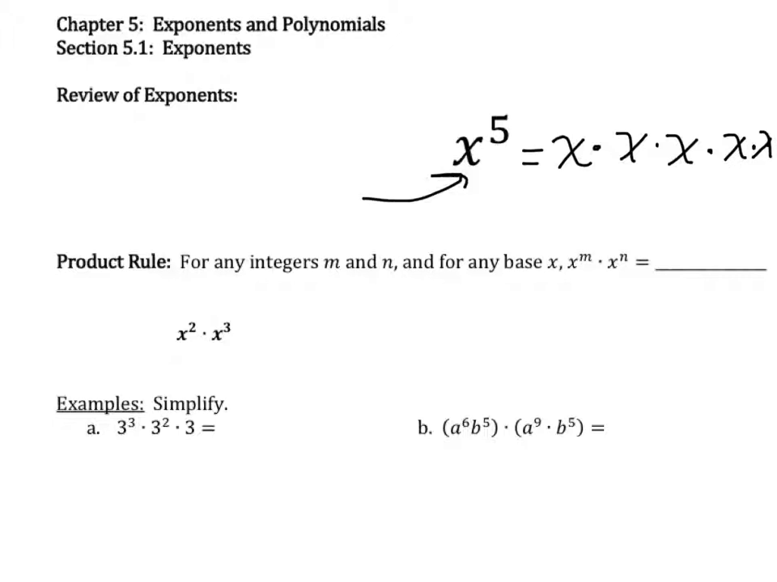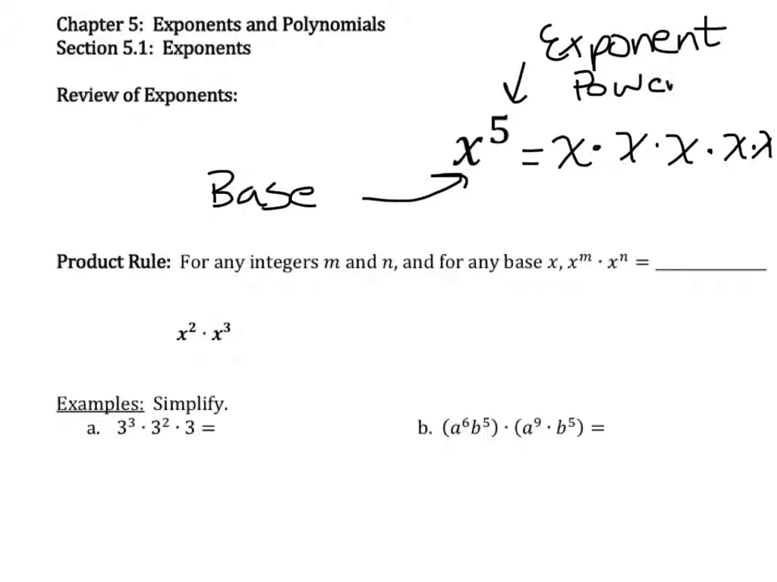Remember, we call x the base, and we call the 5 the exponent. And remember, another word for exponent was power. So we can say x with an exponent of 5 or x to the 5th power. And so that's our review of an exponent. Of course, we can simplify when we're having numbers, but if we have variables, we'll pretty much always leave it as x to the 5th power instead of writing it out in this long way here. All right, but first, I want to look at what we call the product rule.